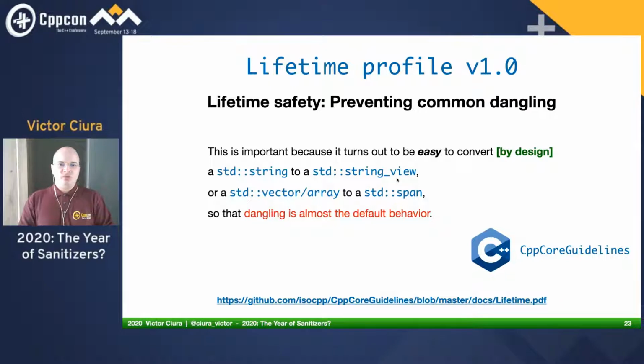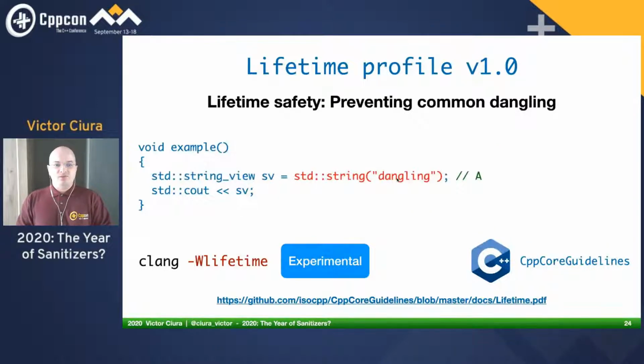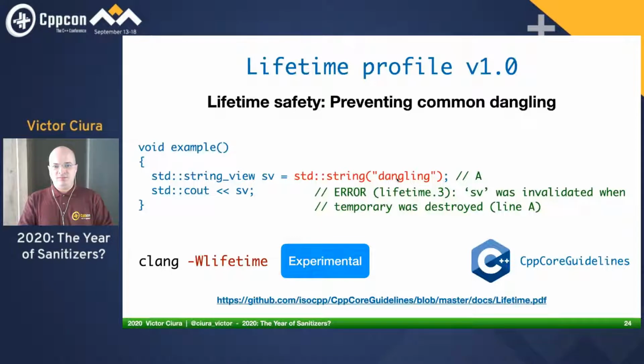And I'm sure by now you've probably heard of the lifetime profile checker. Its purpose is actually to make sure that you prevent common dangling that can occur from constructing a string view from a string or a span from a vector or an array. Dangling can very easily occur, so this check can help you. For a while now, we've had an experimental flag, wLifetime, in Clang that helps with this and can pinpoint misuses of string view with a temporary here.